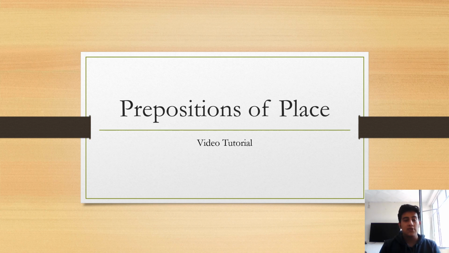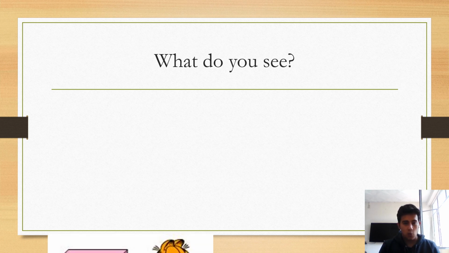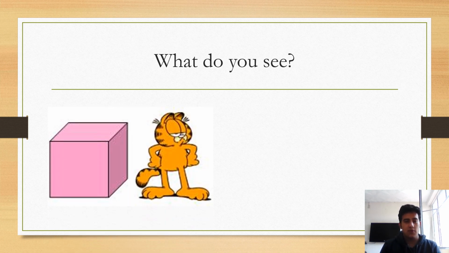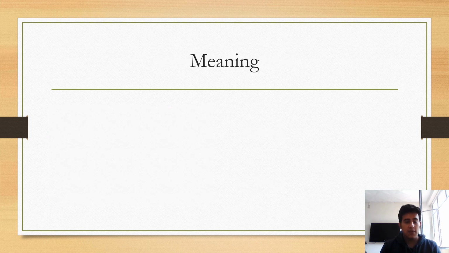So today we're going to see a little bit about prepositions of place. All right? First of all, what do you see in this picture? What can you see in this image? Probably a cat, a box, but the most important thing is where is the cat? And where is the box? So let's see the meaning.